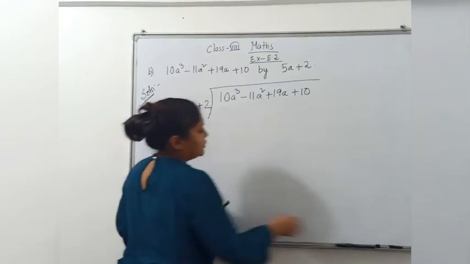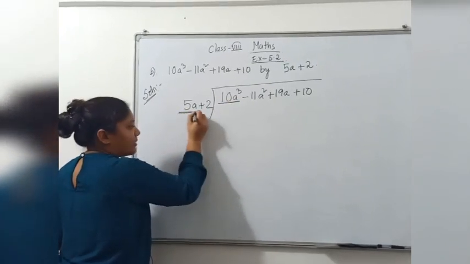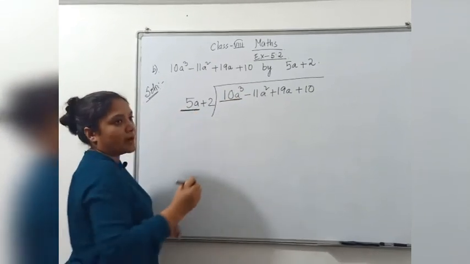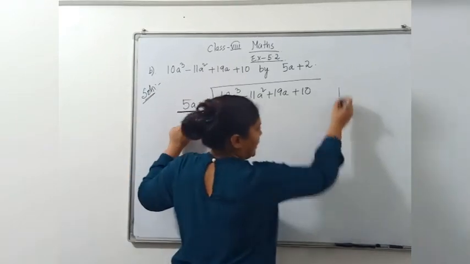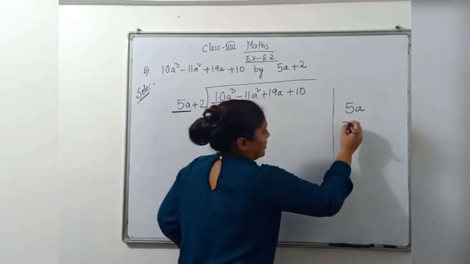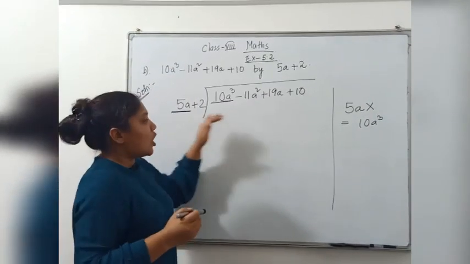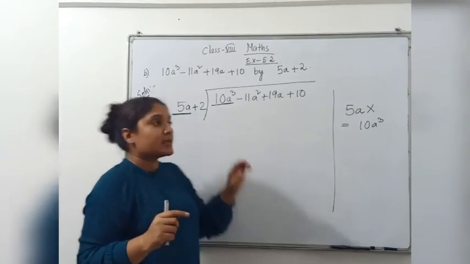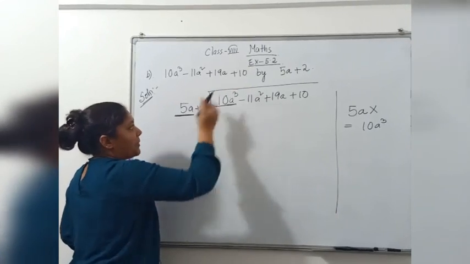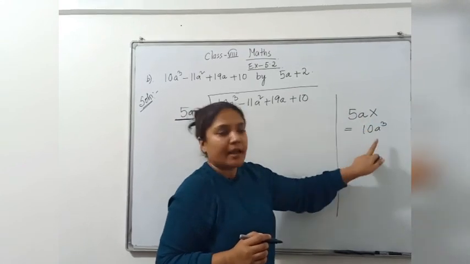Clear? So our first motto, when we solve this, is to see this number and this number. What is this number? 5a. I am writing here in the graph, just to explain to you, 5. This is 10a cube. Now, when we do the long division method, our first motto is to bring this number, the same number we are to bring. And how will we bring it? By multiplying with this. Now, 5a, with what will you multiply to get this answer?